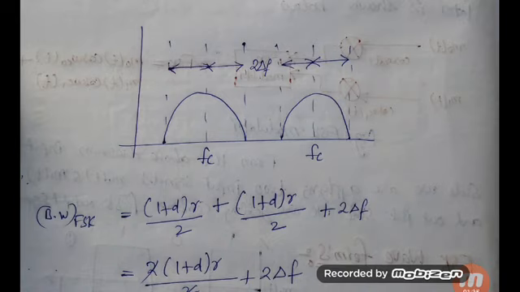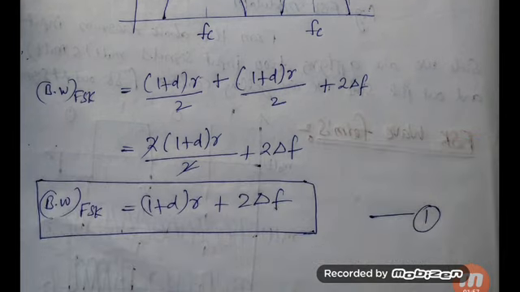The carrier frequency splits into two major parts, that's why it is called 2 delta f. Bandwidth of FSK is equal to (1 plus d) into r by 2, plus (1 plus d) into r by 2, plus 2 delta f. Why? Because the carrier frequency is split into two equal parts. When we simplify this equation, bandwidth of FSK is equal to (1 plus d) into r plus 2 delta f.